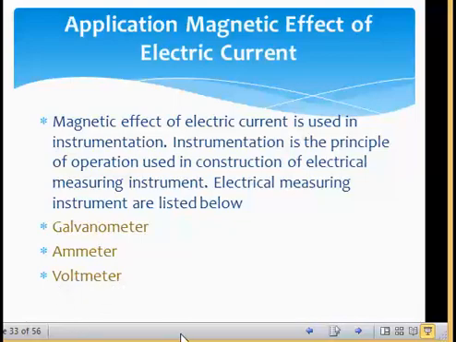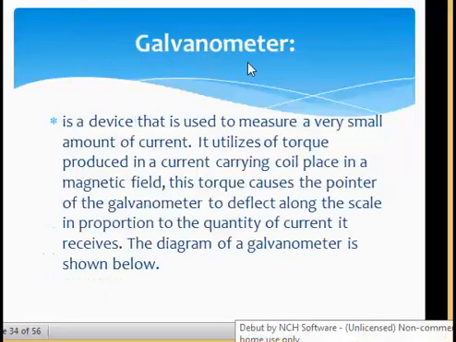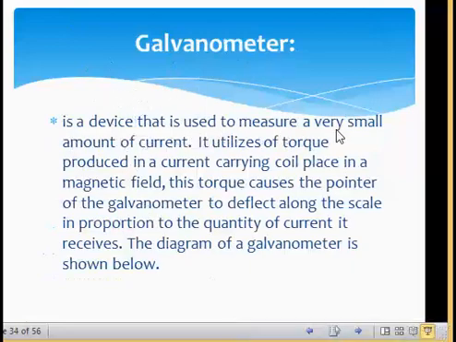Okay, now how is all this constructed? Both the ammeter and voltmeter are constructed from a galvanometer. So the galvanometer is actually the foundation for the construction of the instruments that are used to produce the ammeter and voltmeter. Now let's look at the galvanometer. What is a galvanometer? It's a device that is used to measure a very small amount of current.